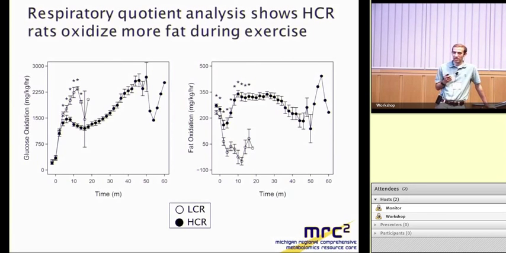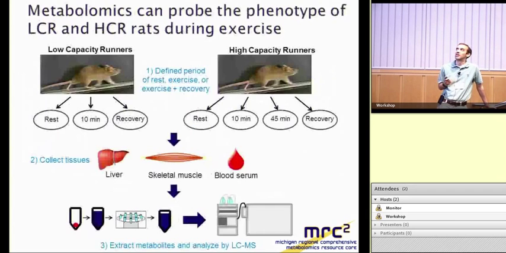So what we set out to do was to use metabolomics to investigate this more thoroughly. And so here's what our experimental design looks like. This is a picture of our rats on a treadmill. This is the same rat, but really they are different strains, different animals. Low capacity runners and high capacity runners are put on the treadmill for a defined period of rest, exercise, or exercise and recovery. And we have these different periods of time.